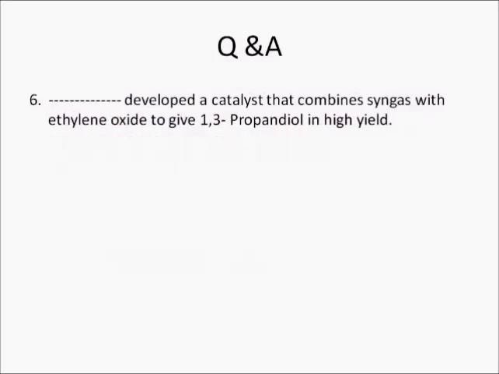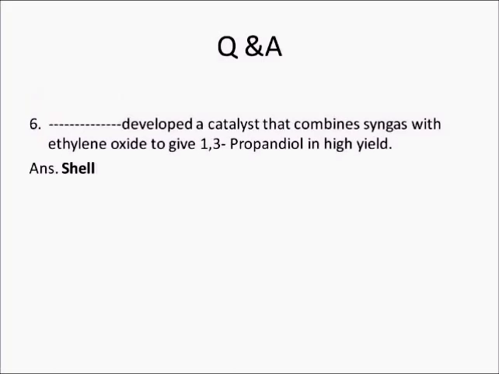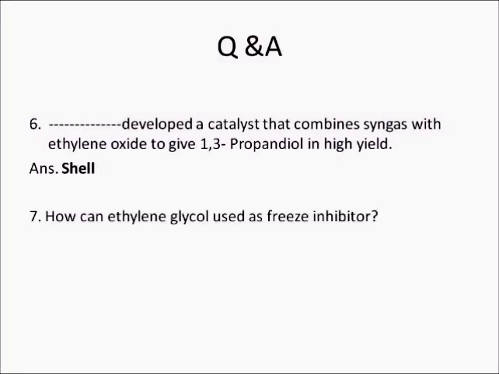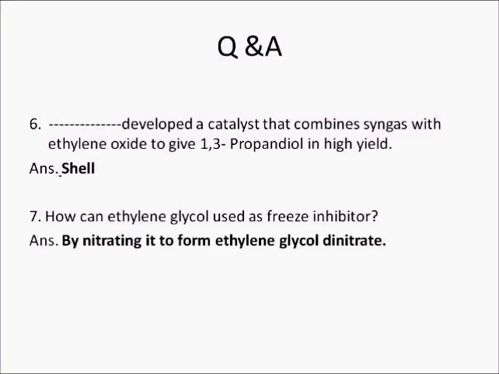Which company developed a catalyst that combines syngas with ethylene oxide to give 1,3-propanediol in high yield? Shell. How can ethylene glycol be used as freeze inhibitor? It can be used as a freeze inhibitor by nitrating it to form ethylene glycol dinitrate.